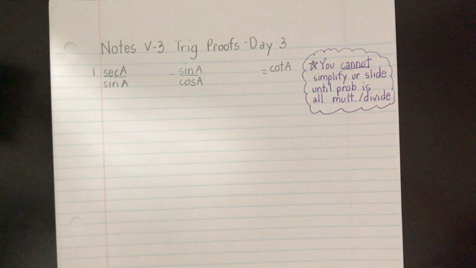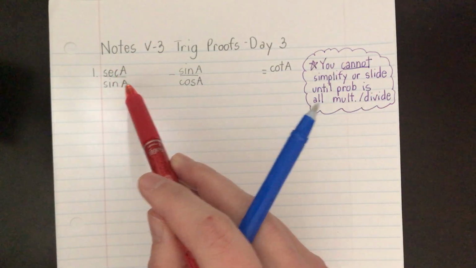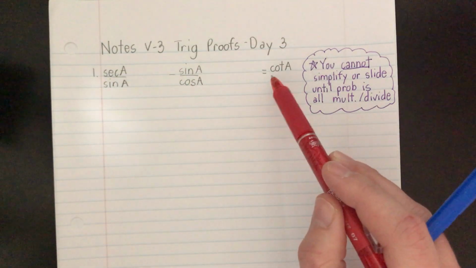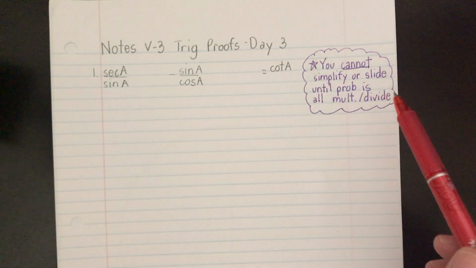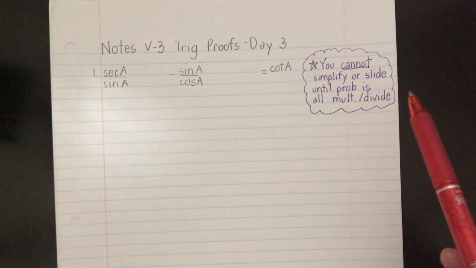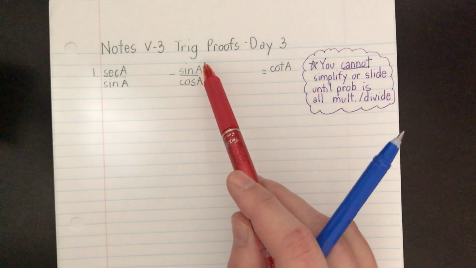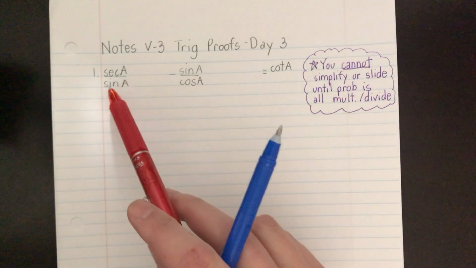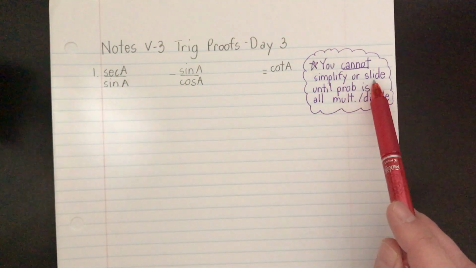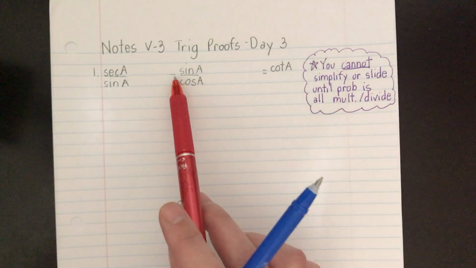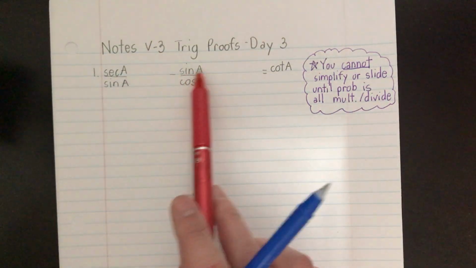Today we're looking at notes V-3, trig proofs, day 3. On number 1, we want to prove secant of A over sine of A minus sine of A over cosine of A equals cotangent of A. The biggest thing on this problem is that you cannot simplify, meaning slide this sine with this sine, until the problem is all multiply or divide. So we're not allowed to simplify with this minus in between.